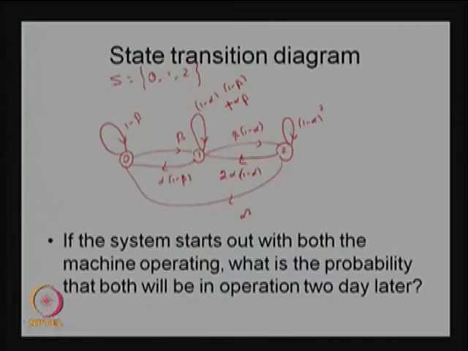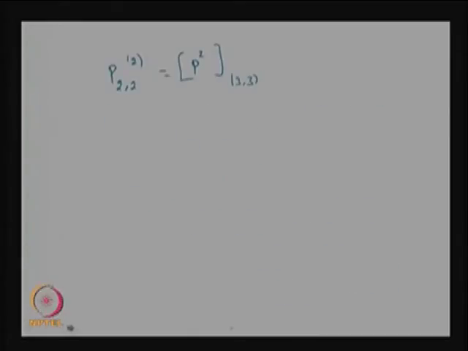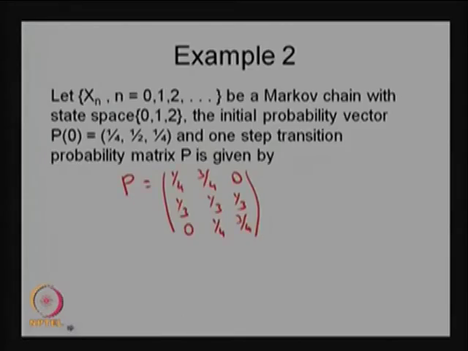What is the probability that both will be in operation 2 days later? Similar to this, we can find out the probability for any finite day, by finding the p power n matrix, then pick the corresponding element, and that is going to be the corresponding probability. Now, we will move into the next example.